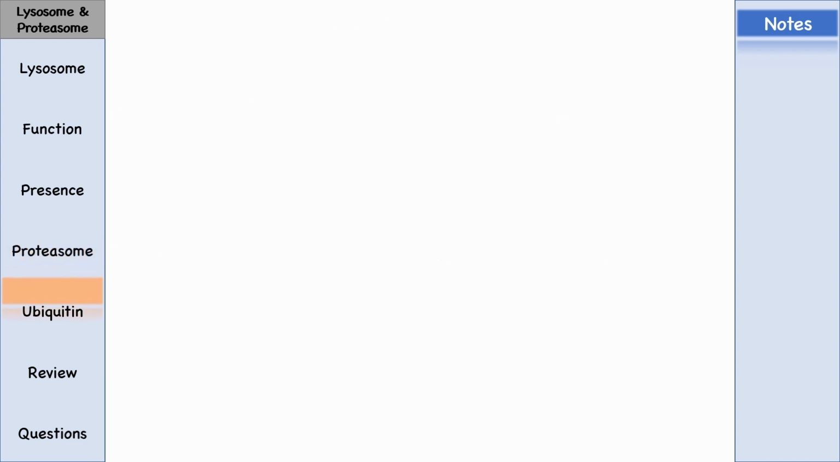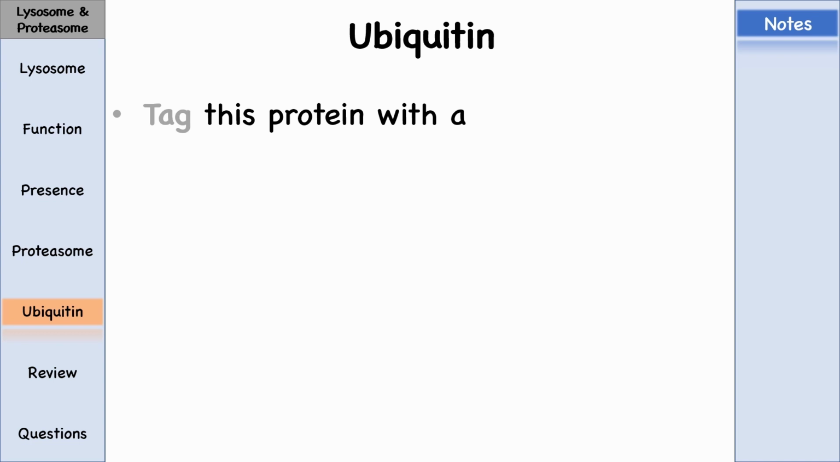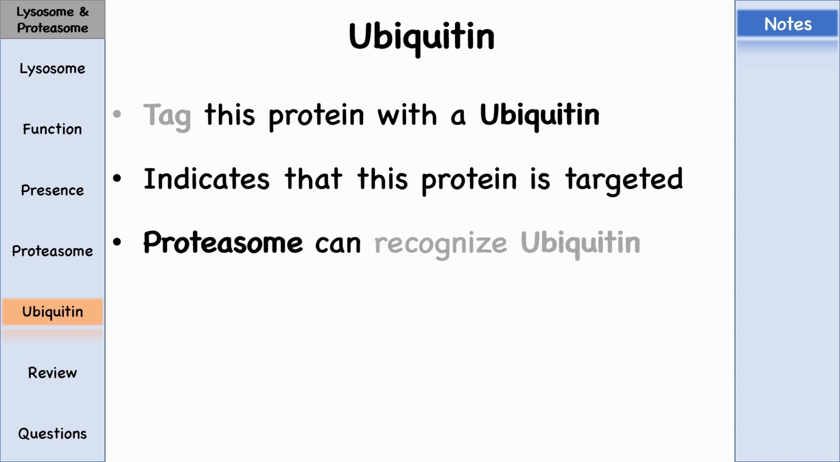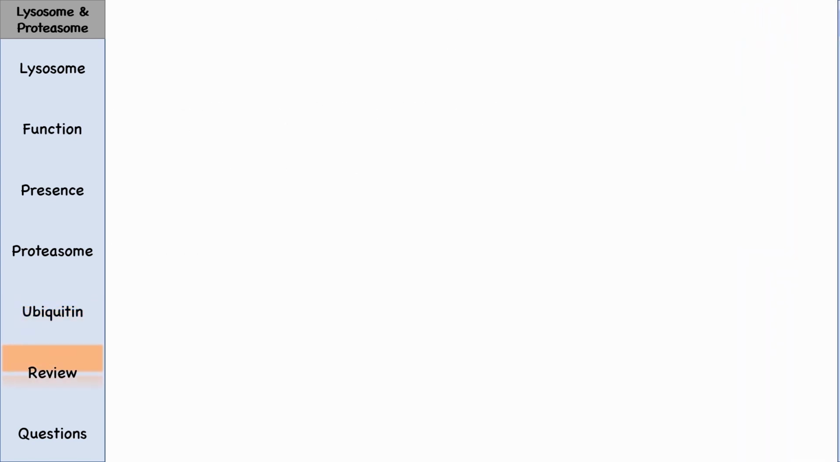For proteasomes to recognize a protein that needs to be degraded, certain enzymes tag this protein with a special small protein called Ubiquitin, which indicates that the protein attached to it has been targeted and the proteasome can recognize it. Too much information for two tiny organelles that are only good at destroying.